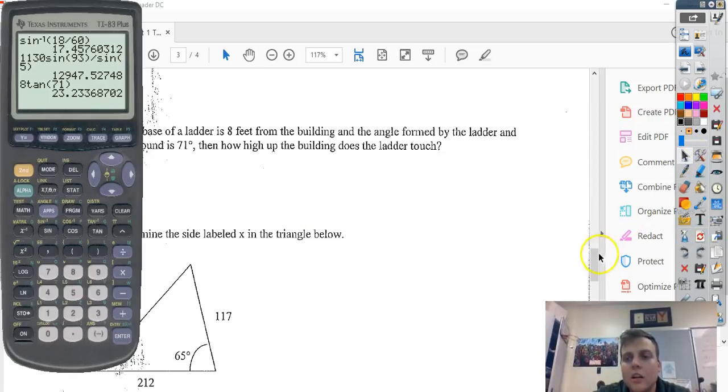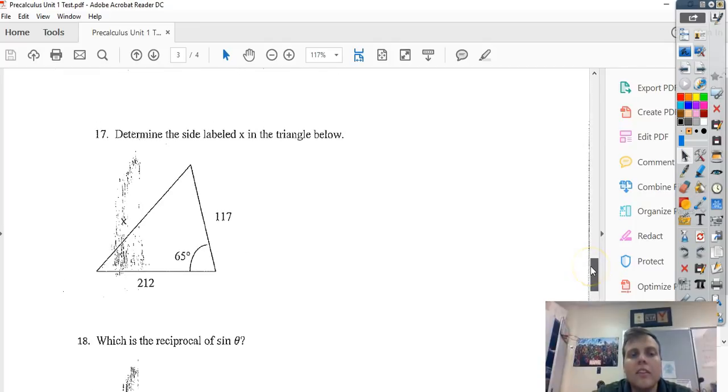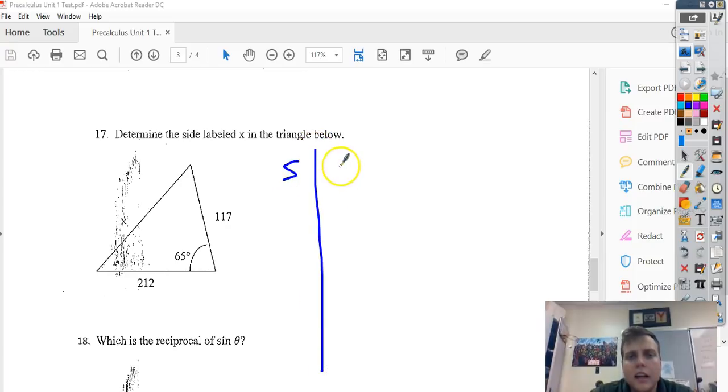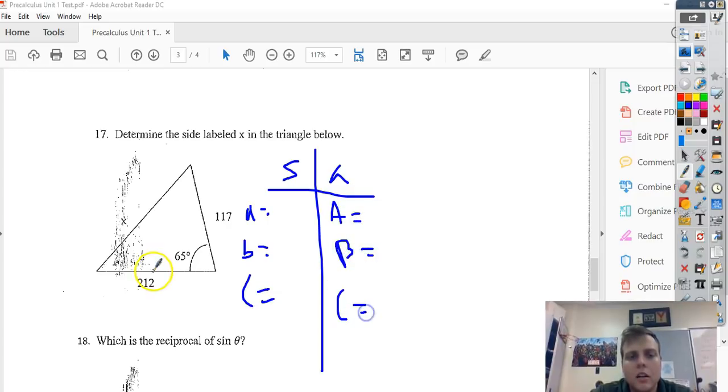Alright, moving on to problem 17. Determine the side labeled x in the triangle below. Okay, so first off, I don't know if this is a right triangle, so I cannot use right triangle trig. I cannot use Pythagorean theorem, so that means I need to make my t-chart. So I say sides, and I say angles. Little a, little b, little c. Big A, big B, big C. It's okay if you label it differently, just as long as you stay consistent.